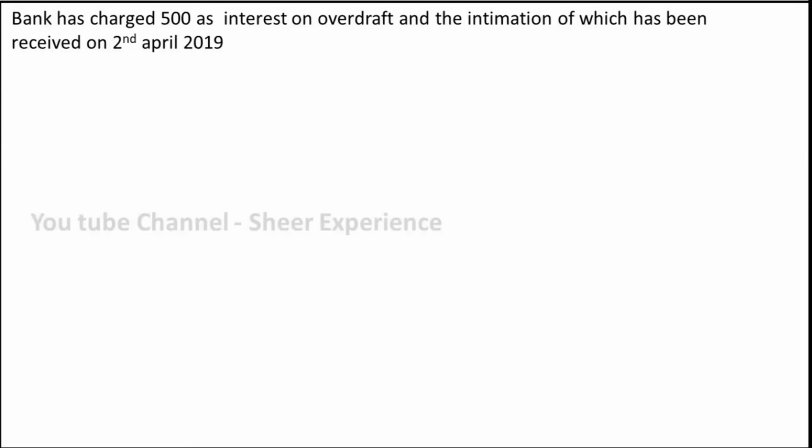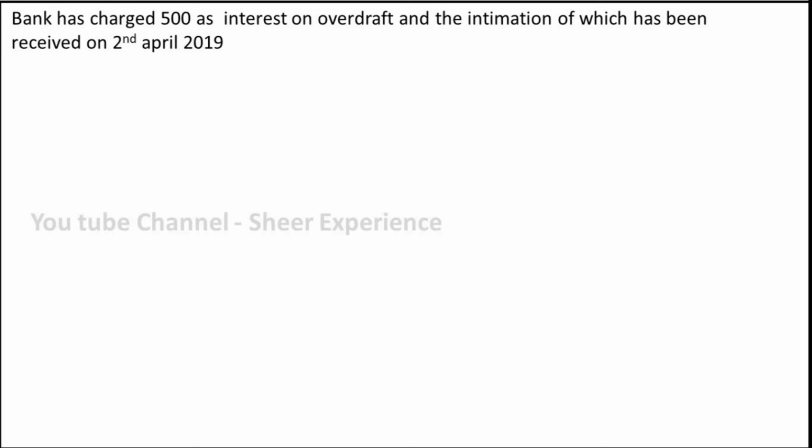Our next transaction is bank has charged 500 as interest on overdraft and the intimation of which has been received on 2nd April 2019. Regarding this intimation, in some problems it states intimation, in some problems it says notice or advice. It doesn't matter when we are receiving the intimation, but we are preparing bank reconciliation statement at the end of the month. With the help of bank statement, if the check is dishonored or bank has debited our account, each and every transaction will be there in bank statement. We just have to ignore this intimation or advice or notice.